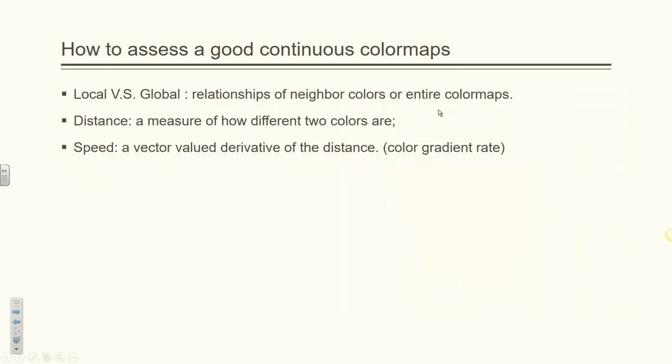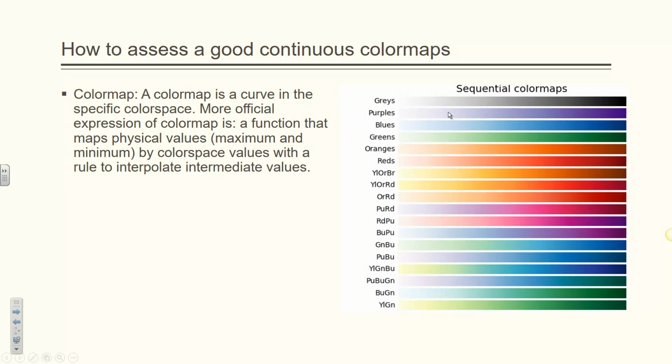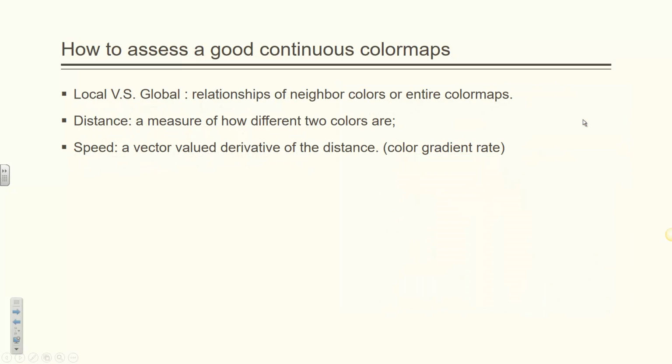So this paper refers to local as the relationships of neighbor colors, like purple is neighbor to blue, or in more detail, in the blue color there are cyans, light blue, and deeper blue. So local means the relationships of neighbor colors, and global describes the colors of the entire map. And the distance here is presented as the luminance on the map. We can see the figures on the next slide.